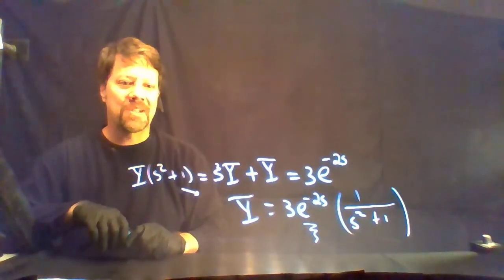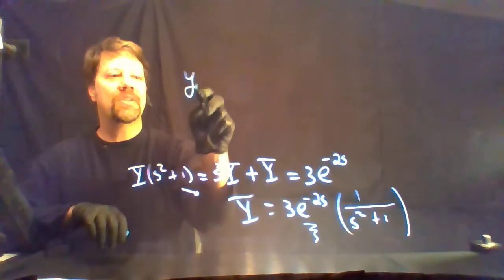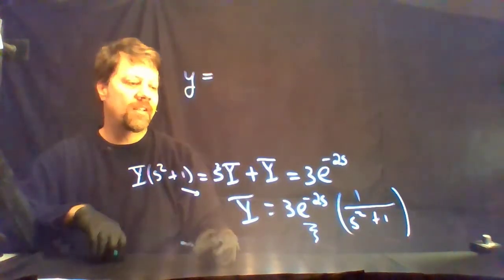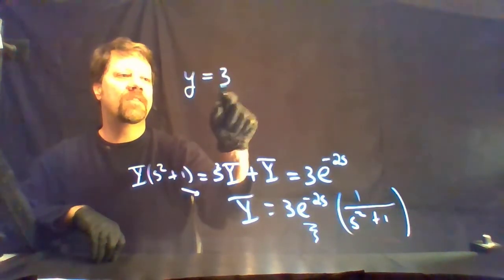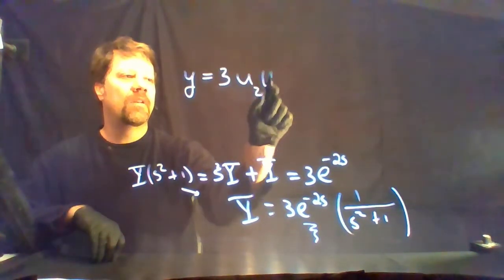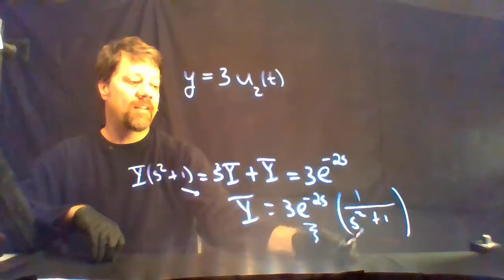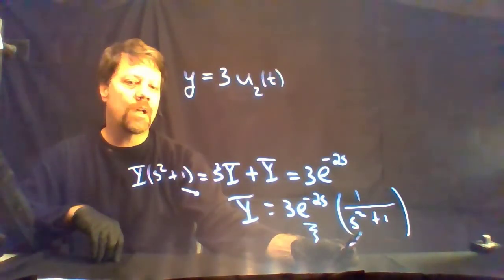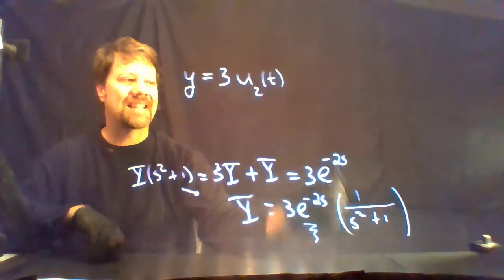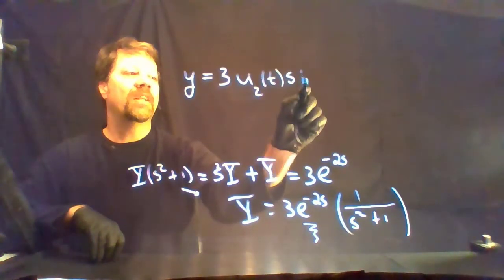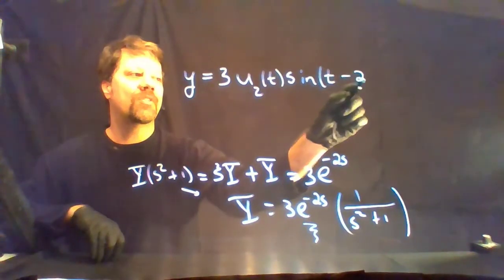Taking the inverse Laplace transform, we deduce then that the solution to this impulsively forced simple harmonic oscillator is 3 u2 of t times the inverse Laplace transform of 1 over s squared plus 1, which is the sine of t, but we have to translate that. We get the sine of t minus 2.